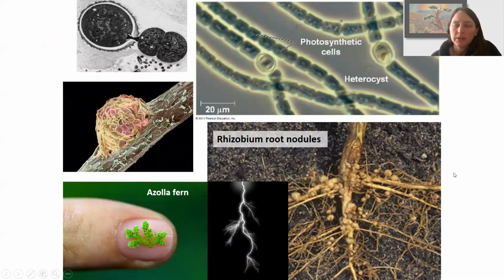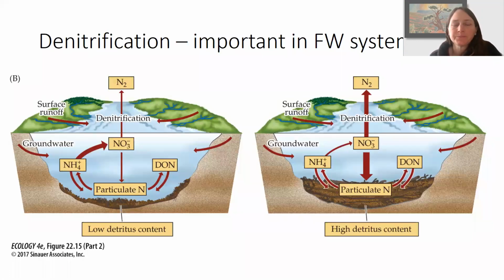Here's some of the organisms that can do nitrogen fixation. So we have cyanobacteria, free-living cyanobacteria. We have cyanobacteria that live in root nodules. Here you can see a root nodule. Over here you can see root nodules. And this tiny little fern is called the azolla fern, and it has nitrogen-fixing bacteria inside of it. And then lightning. Lightning actually fixes a significant amount of nitrogen. It cracks apart the nitrogen gas molecules in the atmosphere, and they become available to plants.